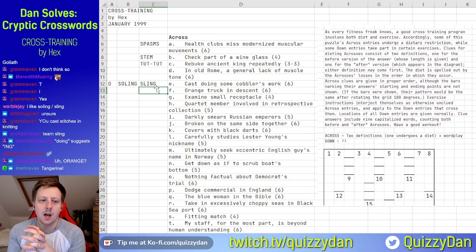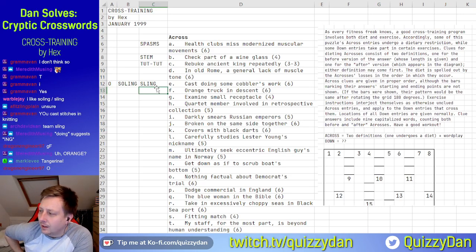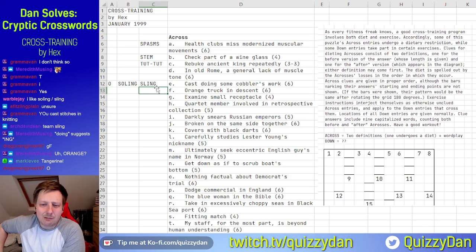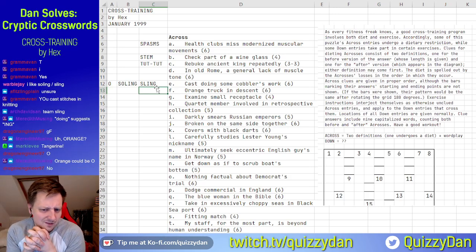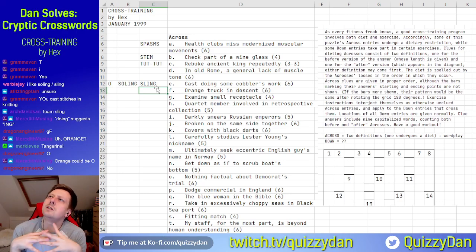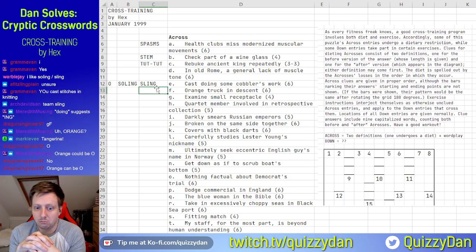Can't think of any other word other than umber. Tangerine, yes. First letter, please, from Dragon Engineer. Fine. Is it an anagram of orange? Can orange be O? Is it an abbreviation for O? A descent that starts with O. I mean, all my descents start with O. Oh dear. Orange can be O. What's the context for that? That's interesting. Next letter, please.